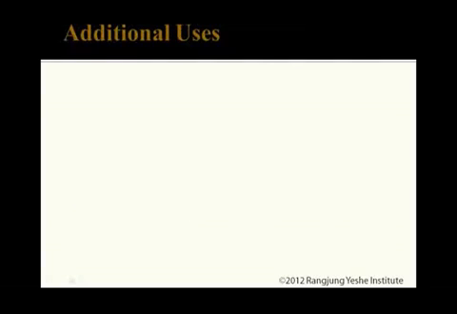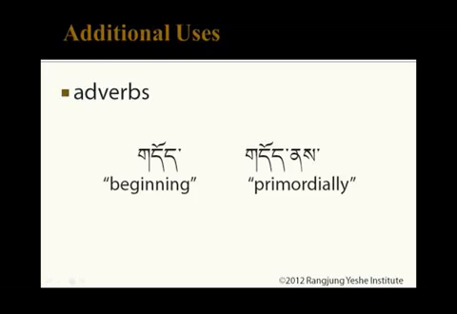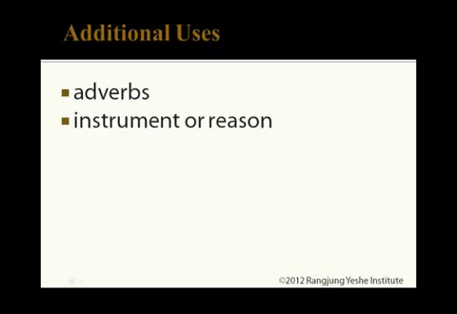Those are the 3 main uses of the source particle, but there are a couple of secondary functions as well. Sometimes they can serve to form adverbs. For example, de means beginning, while de ne means primordially or from the beginning. They can also be used to indicate the instrument or reason for something, and can be translated as by, through, because, or since. This is commonly found in Tibetan texts that were translated from Sanskrit.